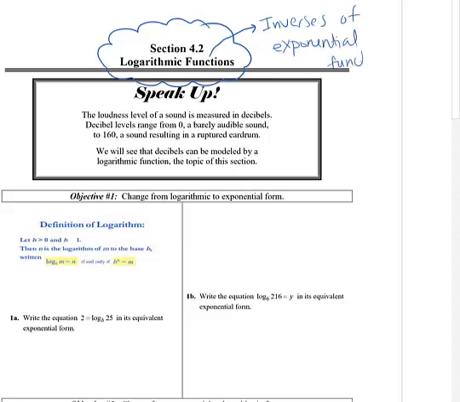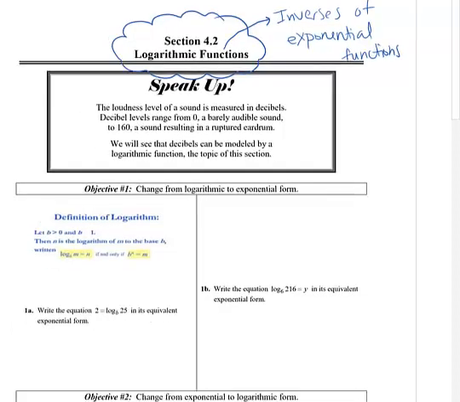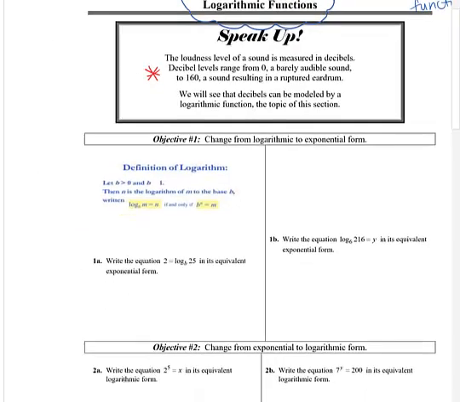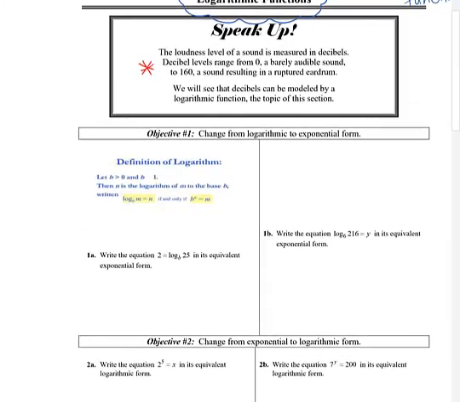So we studied exponential functions in the previous section, section 4.1. Now we're going to study their opposite, or their inverse. And there are actually applications in real life of logarithmic functions. Like here, the loudness of a sound level is measured in decibels. Decibel levels range from 0, which is a barely audible sound, to 160, a sound resulting in a ruptured eardrum. We'll see that decibels can be modeled by a logarithmic function. You probably see that in the homework somewhere, a topic of this section.